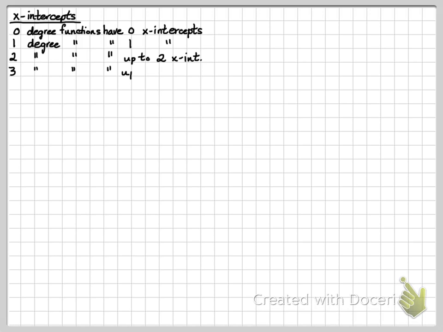Again, a 0 degree function will have 0 x-intercepts. A 1 degree function will have 1 x-intercept. A 2 degree function has 2 x-intercepts. 3 is going to have up to 3 x-intercepts. You can have less. For instance, in this picture, you'll see where it has 3, and then you can see where it has only 1. Similar functions, they're both cubic functions.